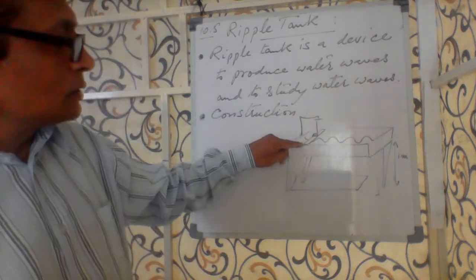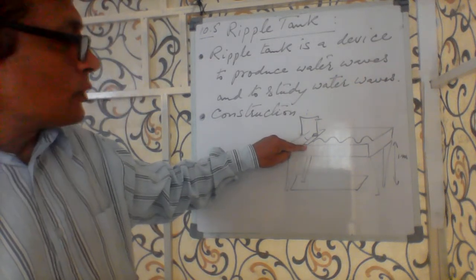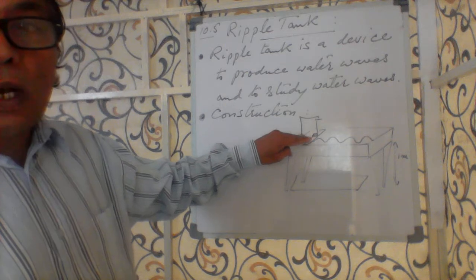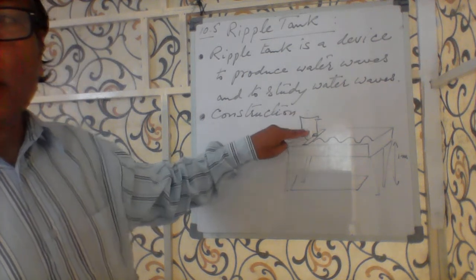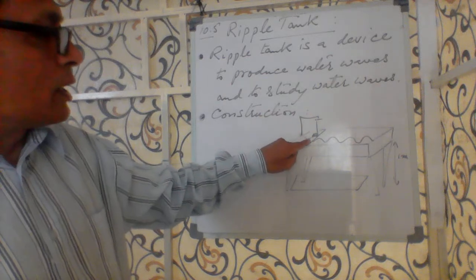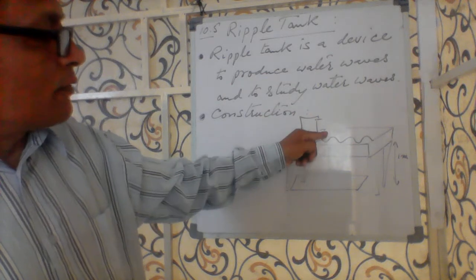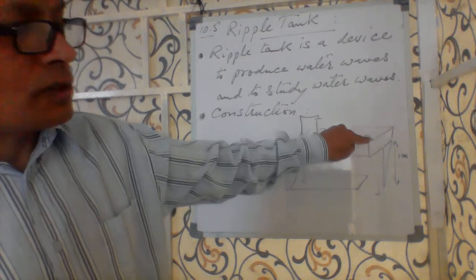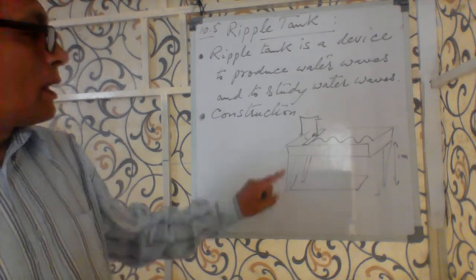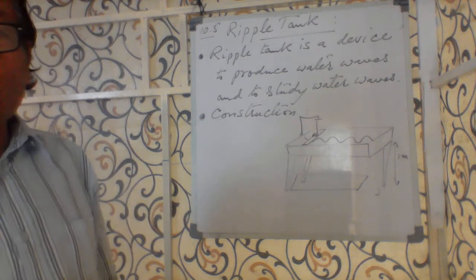When it pushes, a trough is produced. When it moves upward, a crest is produced, and it moves continuously, so we get crest and trough, crest and trough, crest and trough. These are the water waves.